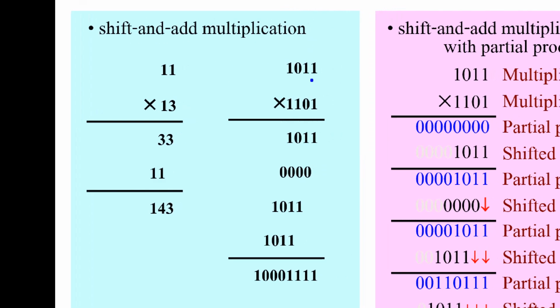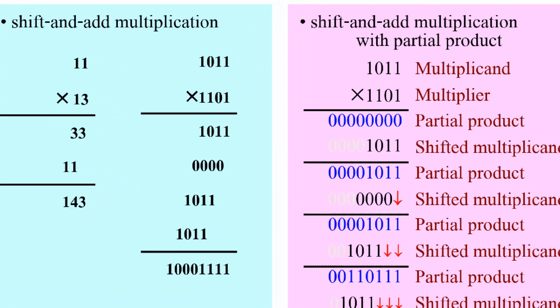For binary numbers, you can also do this with the same process, right? 1 multiply this one, get this one. 0 multiply this one, get this one. 1 multiply this one, get this one. 1 multiply this one, get this one, and then you do the addition.